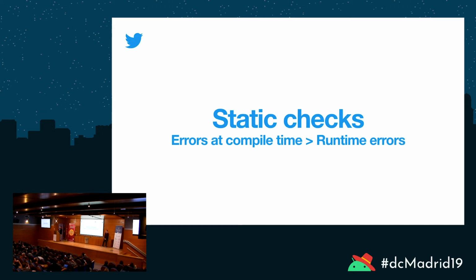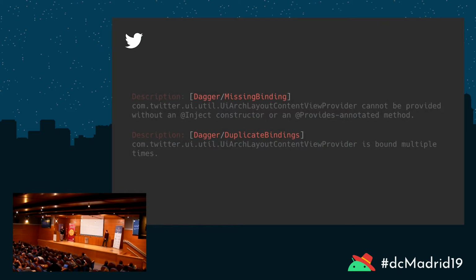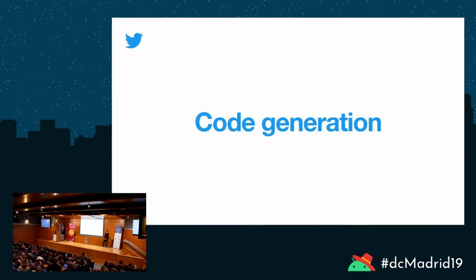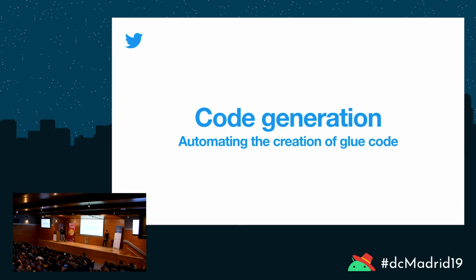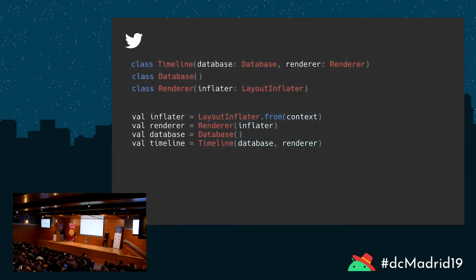Being told at compile time that you're missing a binding or you have duplicate bindings is so much better than encountering these while the user is playing around with your app. Another good upside of Dagger is that it generates a ton of code, especially the boring code. So Dagger helps us with automating what's really boring about manual DI, honestly.